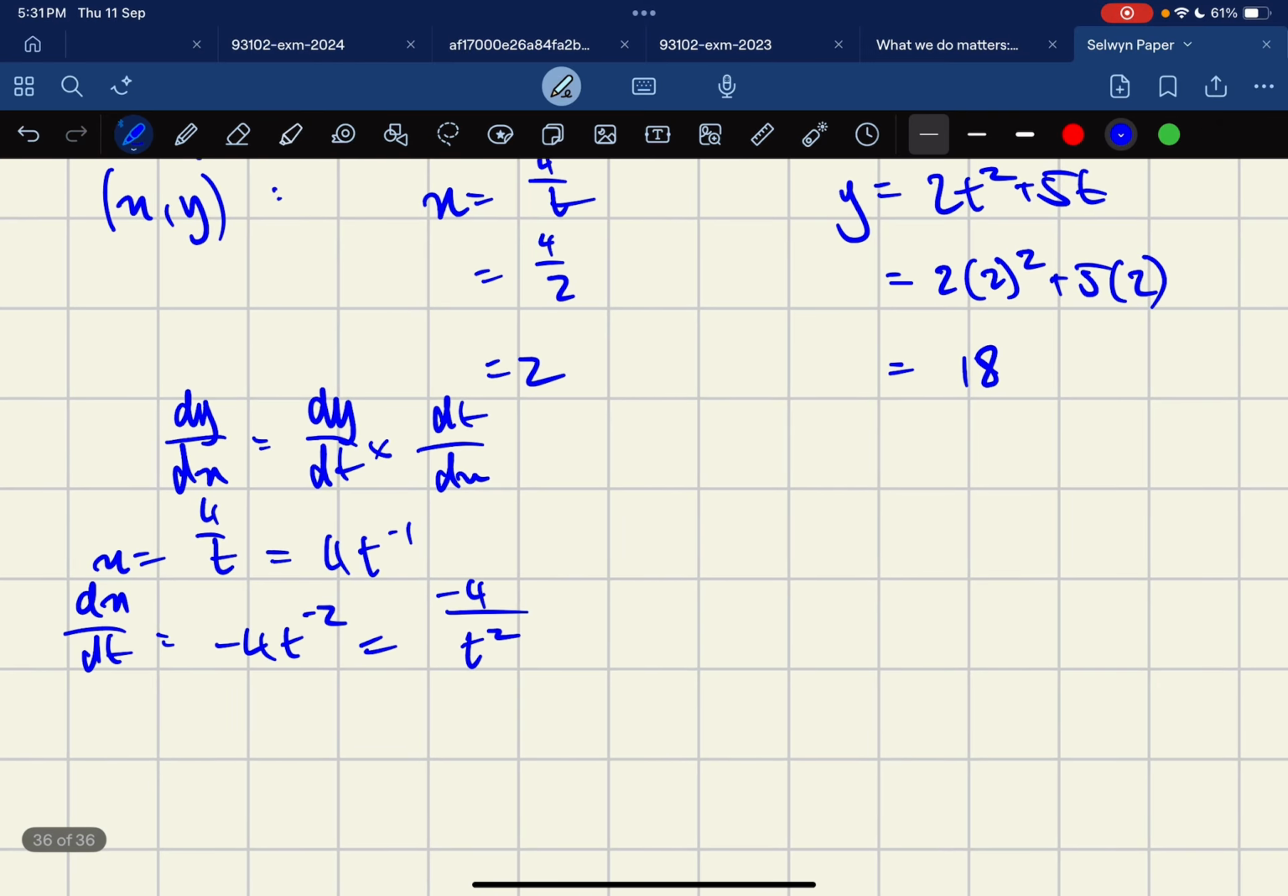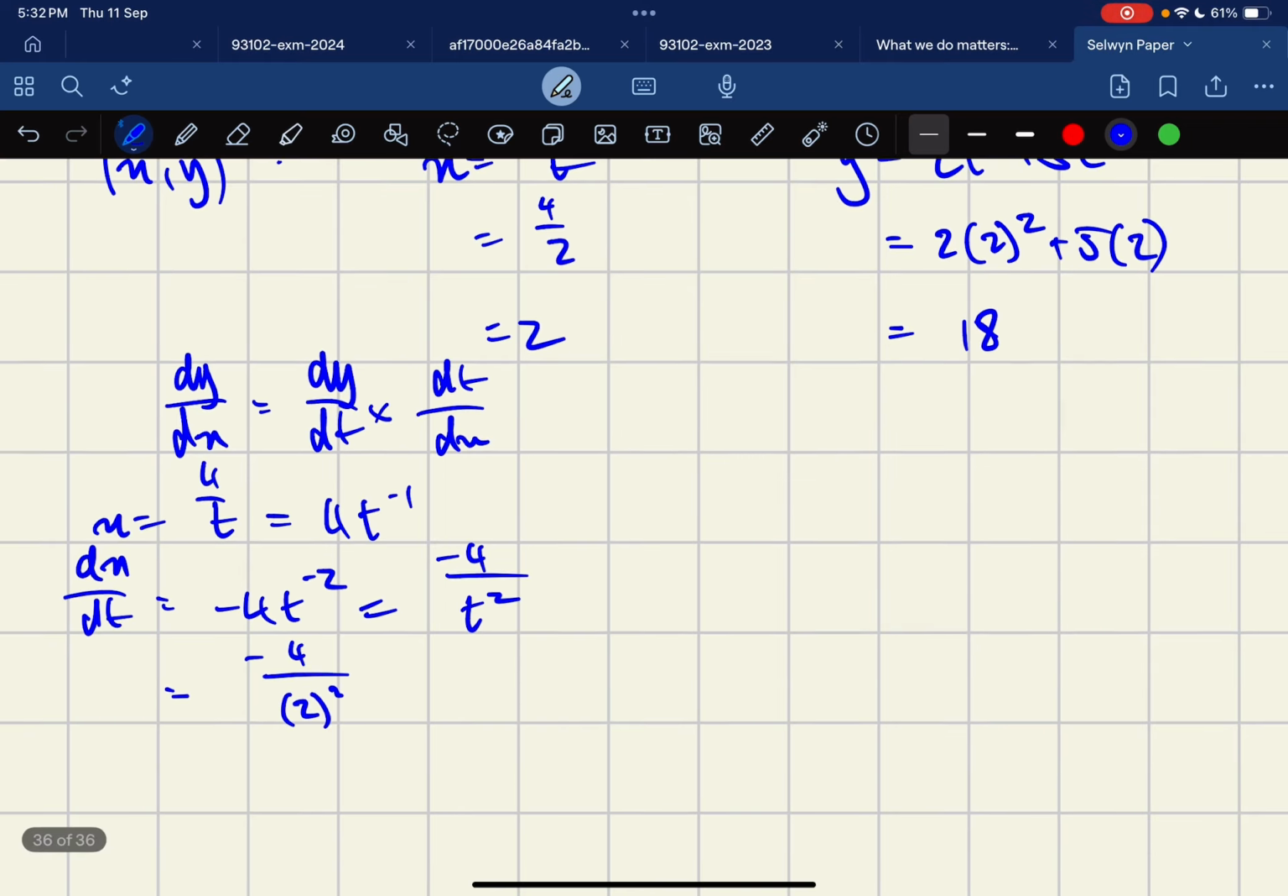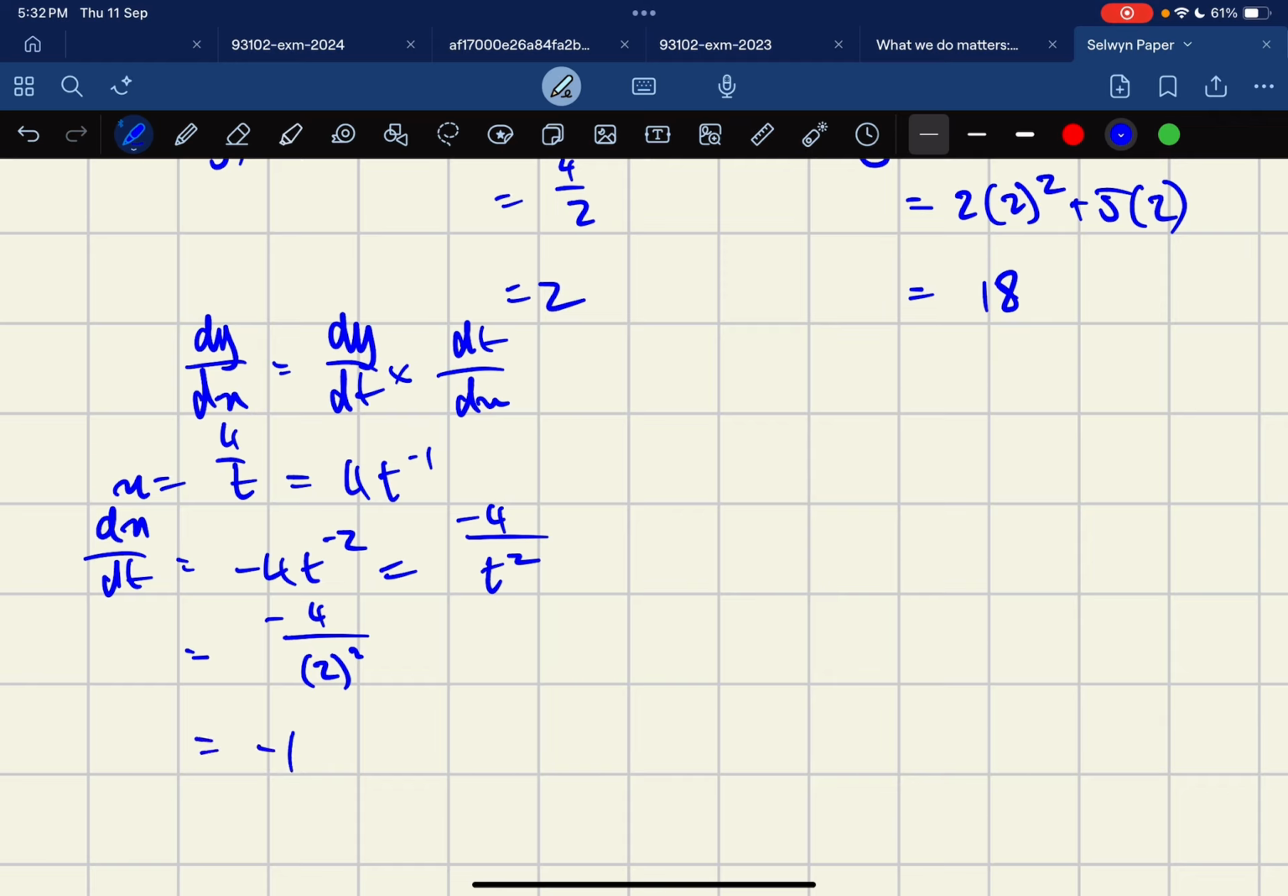And then again, we're interested in when t is equal to 2. So we can substitute in t is equal to 2. So it's negative 4 over 2 squared, which is negative 4 over 4, which just gives us negative 1. And then for our y is equal to 2t squared plus 5t.